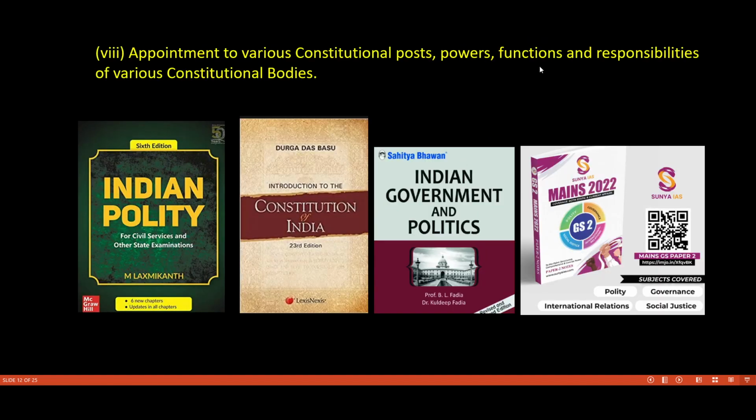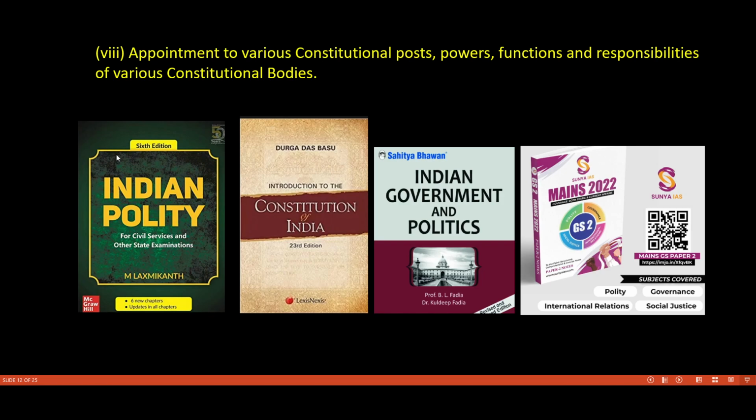So appointment to various constitutional posts, power, function, responsibilities. So various constitutional posts that are there, their power. So for example, questions related to president have been already asked. So a question related to prime minister will be asked. All right. Governor, the role of governor is so controversial. When the political party that is in power in a state and center are different, so these kinds of questions that are there in current affairs, those are asked. So do supplement that from the static part.